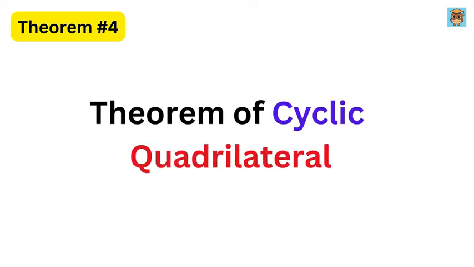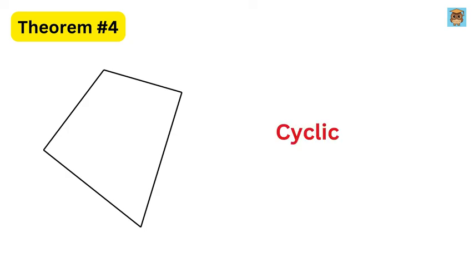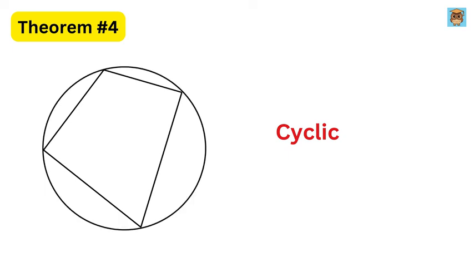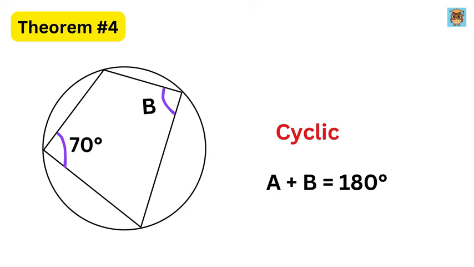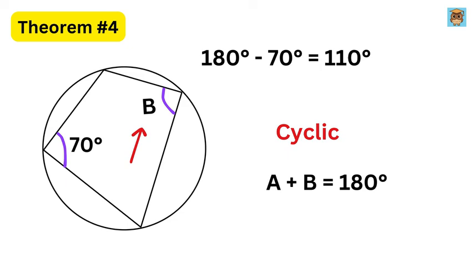Now, theorem 4. Theorem of cyclic quadrilateral. A quadrilateral is called cyclic if all its 4 vertices lie on a circle. The important property of a cyclic quadrilateral is that its opposite angles are always supplementary. This means that if we take any 2 opposite angles of a cyclic quadrilateral and add them together, the result will always be 180 degrees. For example, if this angle is 70 degrees, then this angle will be equal to 180 minus 70, or 110 degrees.